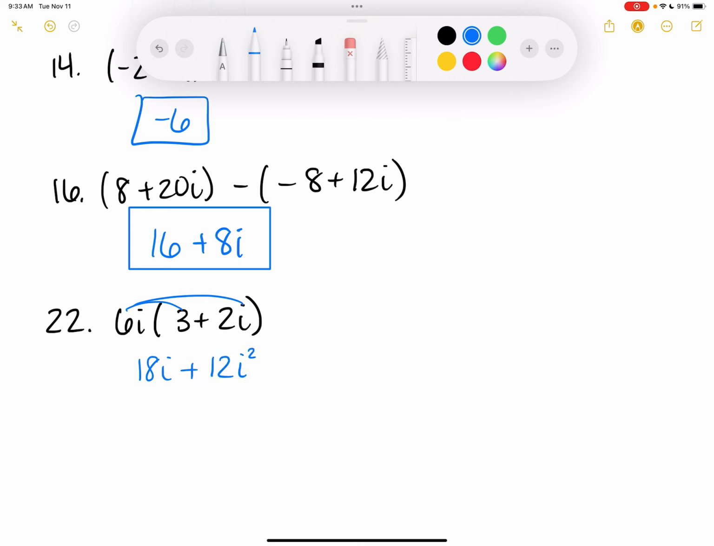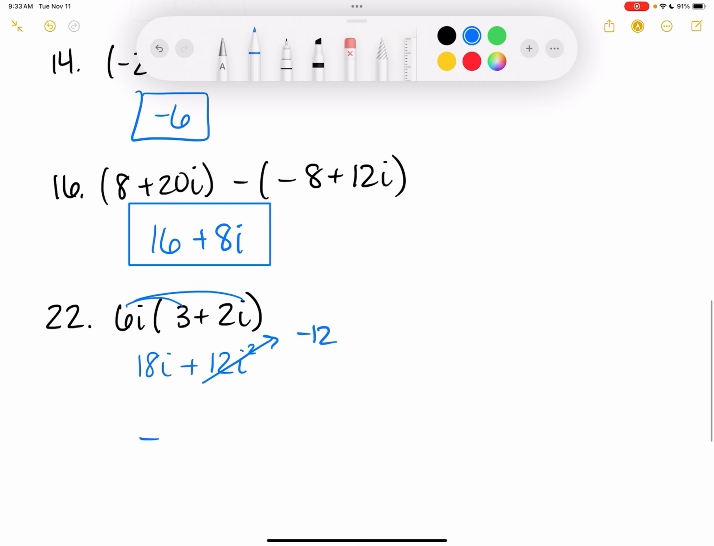Now, in your notes, did I tell you what i squared is equal to? Negative 1. So this is going to become negative 12 here. And so then I'm going to end up in standard form, negative 12 plus 18i.